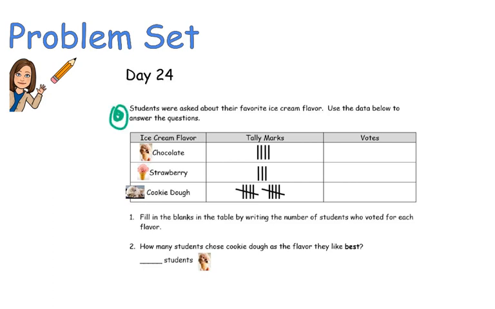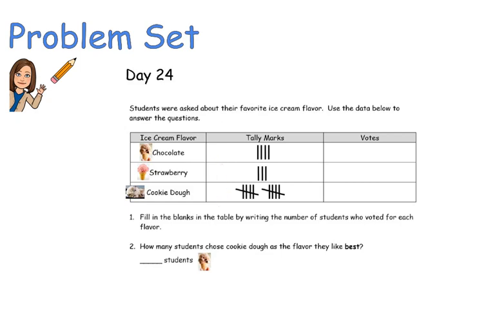Students were asked their favorite ice cream flavor. So they asked the students, what is your favorite ice cream? Then it says, use the data below to answer the questions. So here were the ice cream flavors that they picked. They picked from chocolate, strawberry, and cookie dough. Those were their 3 options, okay? Each of these little tally marks here represents one student. So each line is representing a student. If I were to ask you what's your favorite ice cream, I would have put a little line next to whatever the flavor was.